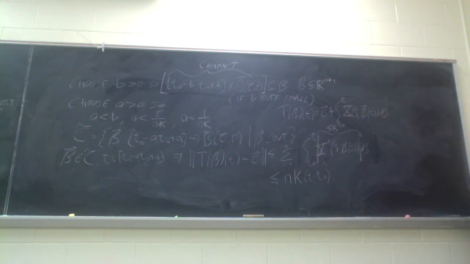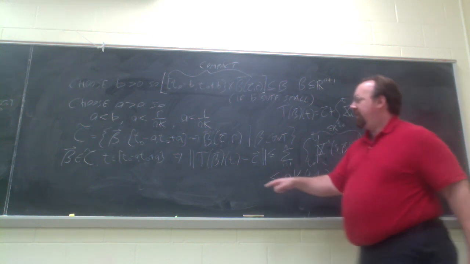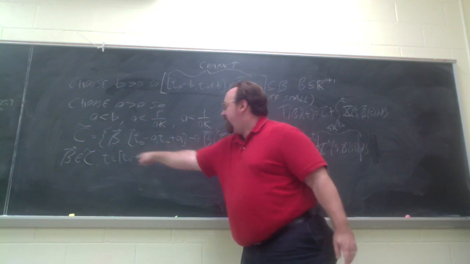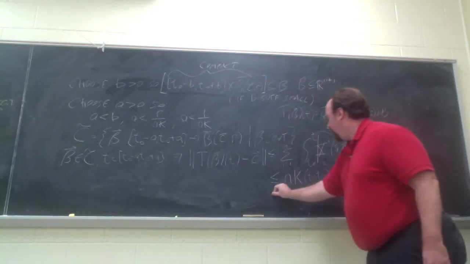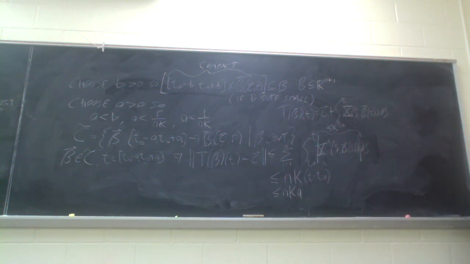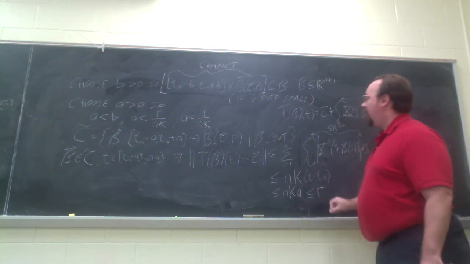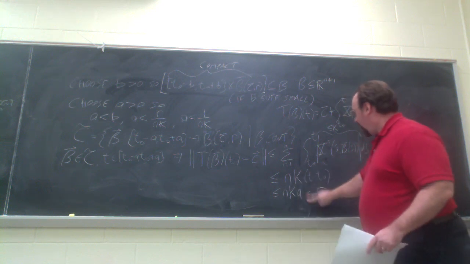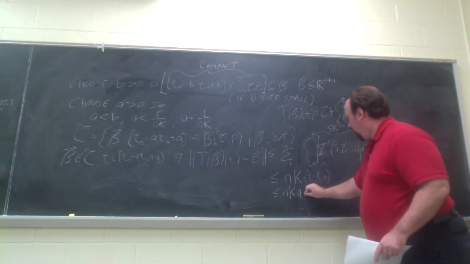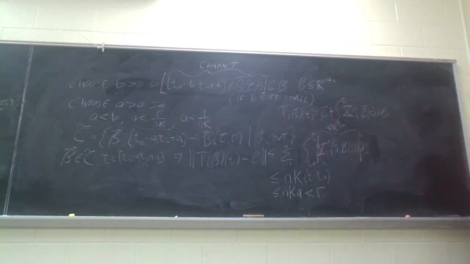Okay. Now, t minus t naught is less than or equal to a, because t is in this interval. So this is less than or equal to n big K little a. But n times K times a is less than or equal to r. Actually, strictly less than r, because of that, so based on my assumption about a.